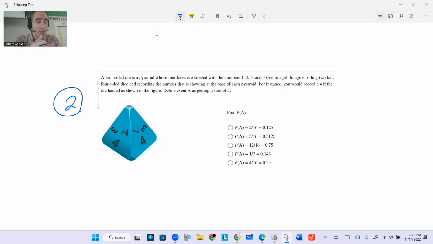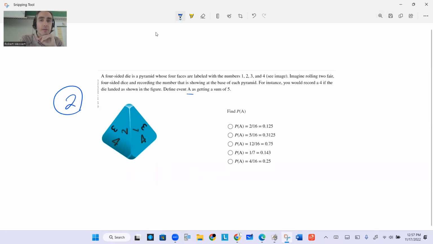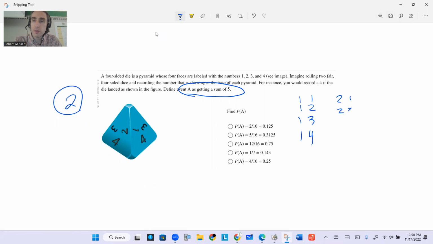For question 2, the same scenario. Let's read the question. Find the probability of A if event A is getting the sum of 5. So let's think about all our options here. We had 1,1; 1,2; 1,3; 1,4; 2,1; 2,2; 2,3; 2,4, all the way to the 4s.